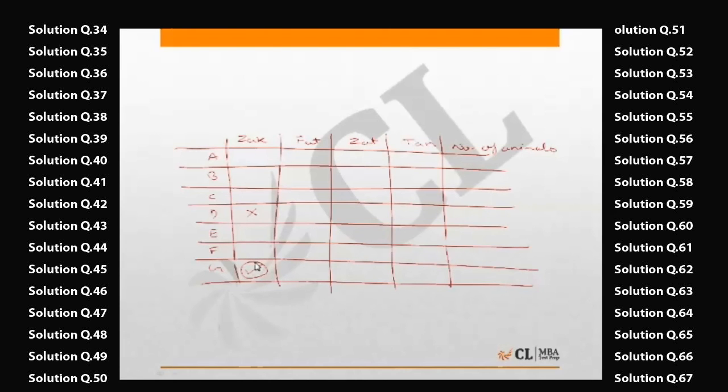Fifth statement says that Tandura, which was not present in G, was the dominant animal of E. Tandura was not present in G. It was the dominant animal of E, so a tick mark and a round. Jathura was not present in E. Fine.